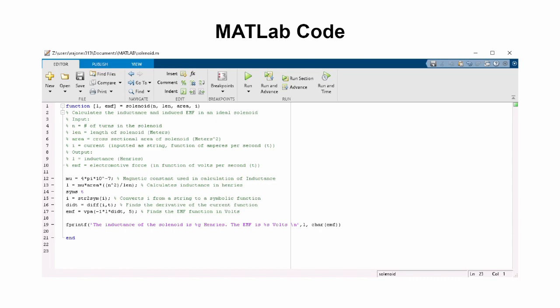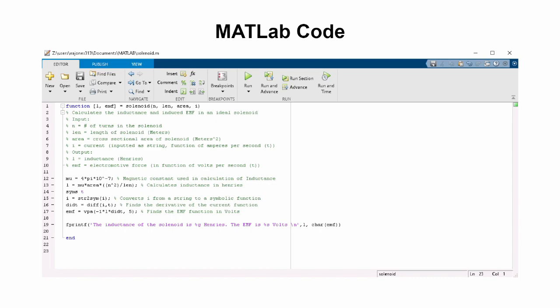Now we can look at the actual code of the function. The first line defines mu, or the magnetic constant. This is equal to 4 times pi times 10 to the -7th. This constant is important when calculating many values related to electromagnetism. Here, we use it to calculate the value of inductance. In the next line, we find the inductance by multiplying that constant by area by n squared over the length. Then we set up t as a symbol, which is used as the variable in both the current and EMF equations.